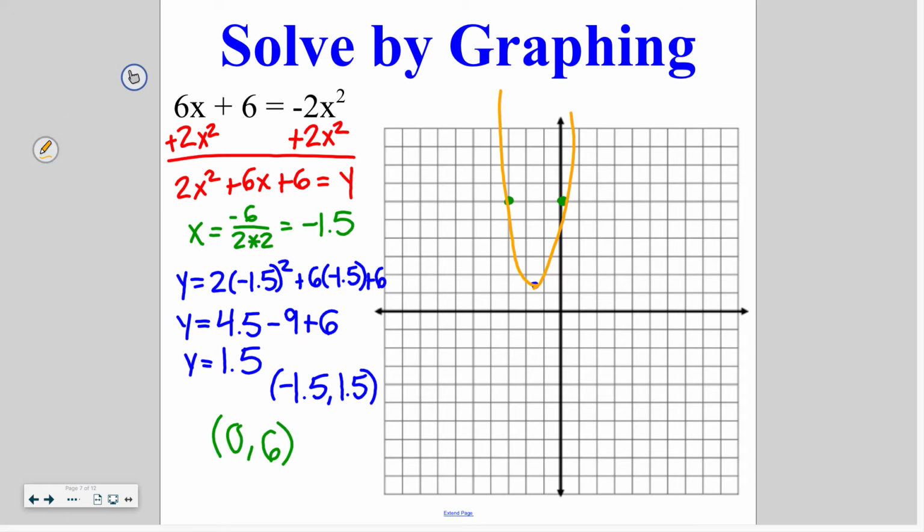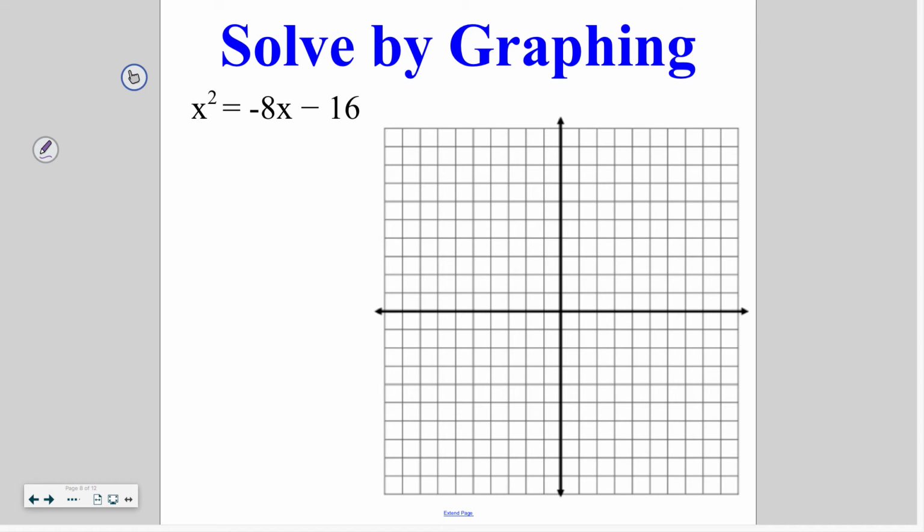we're now looking for where the graph touches the x-axis. As you can see, that graph never actually touches the x-axis, so this is a no real solutions parabola. It never touches, so we have no real solutions. Go ahead and try this one on your own.